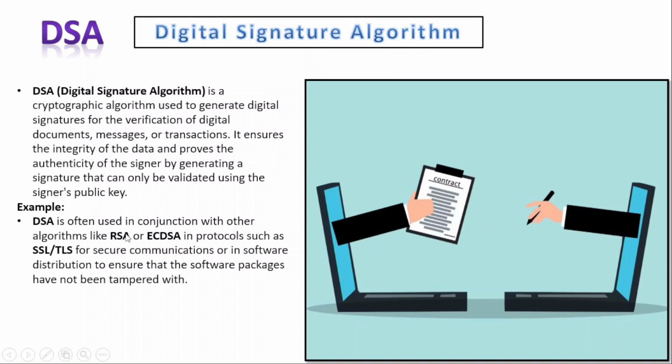Example: DSA is often used in conjunction with other algorithms like RSA or ECDSA in protocols such as SSL/TLS for secure communication, or in software distribution to ensure that the software packages have not been tampered with.